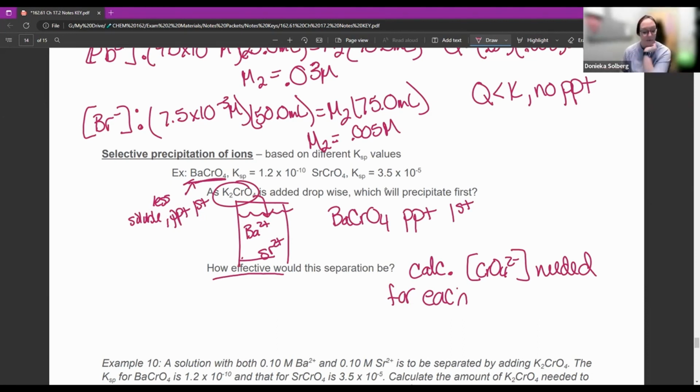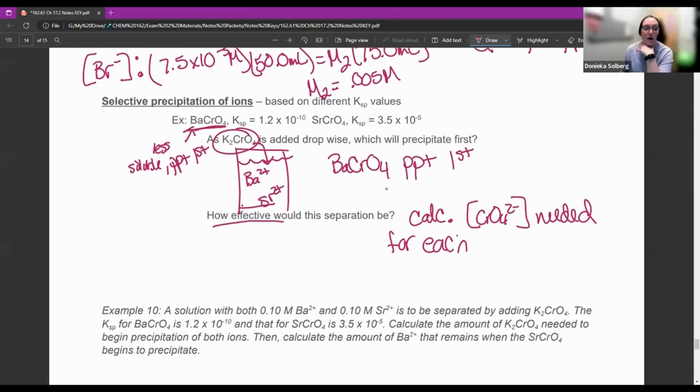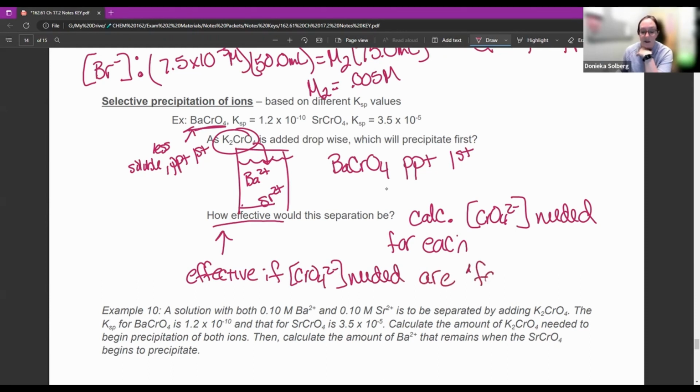starts precipitating. Essentially, what we need to do is keep the concentration below whatever the barium chromate needs. If it's really small, it's hard to control. So it is effective if the chromate concentration needed are, I'm going to put in quotes, "far apart." Like if it's something that we can actually precipitate out.